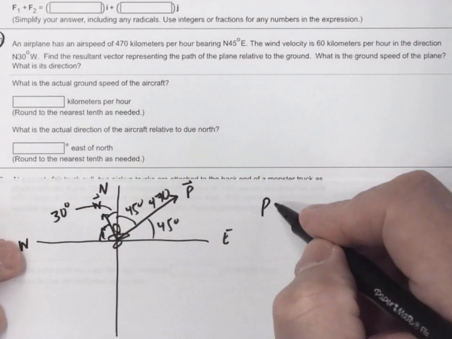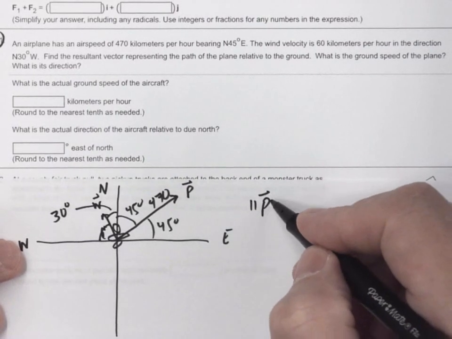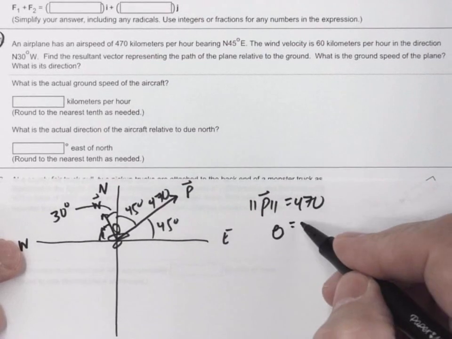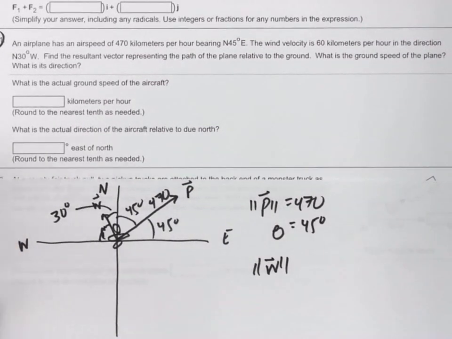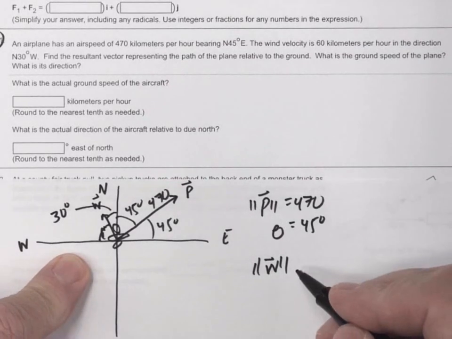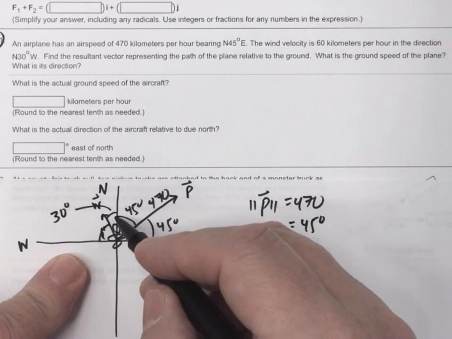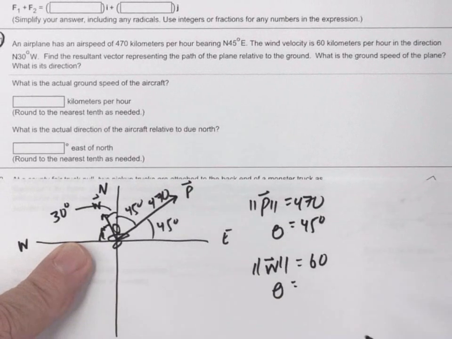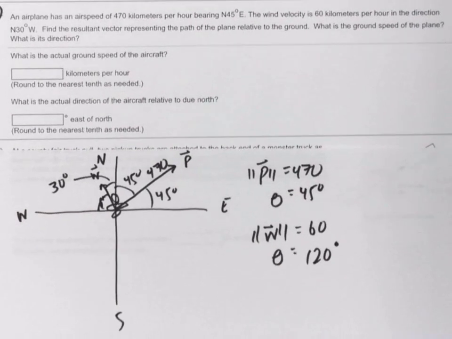For the plane, the magnitude is 470. The angle is 45 degrees. For the wind, the magnitude is 60. But the angle for the wind, if this is 30 degrees, then I have to add 90 to it. So the wind is actually blowing 120 degrees.